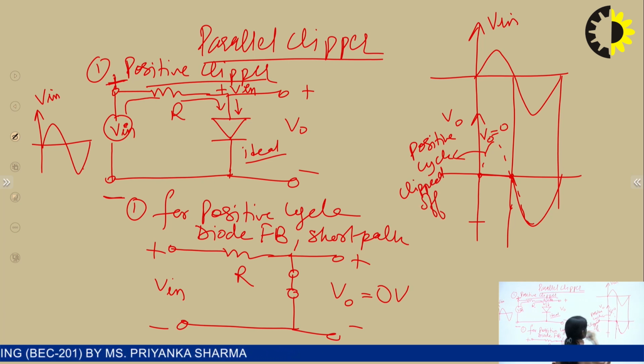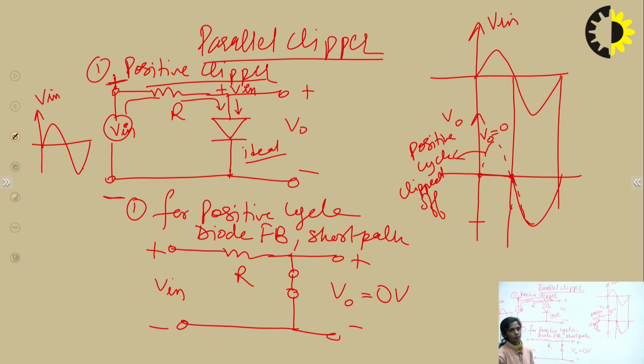So in this arrangement we will obtain the clipper circuit as positive clipper circuit. So this is the basic parallel clipper circuit. So in this again we had seen how to solve the circuit for different cycles, for positive cycle or negative cycle.